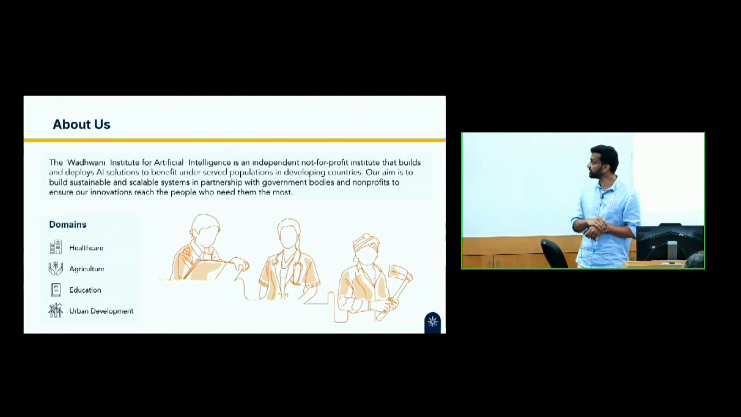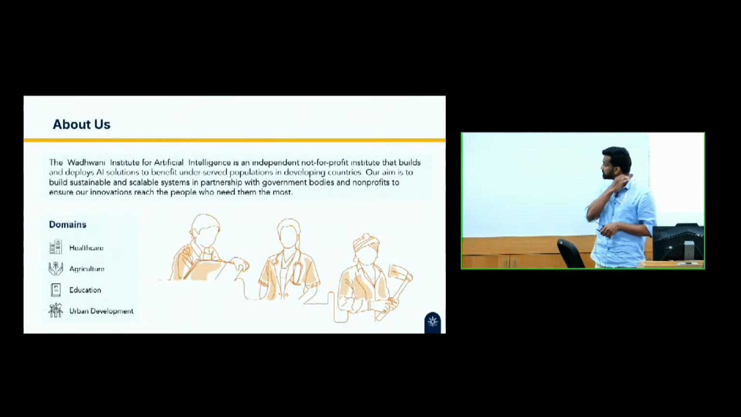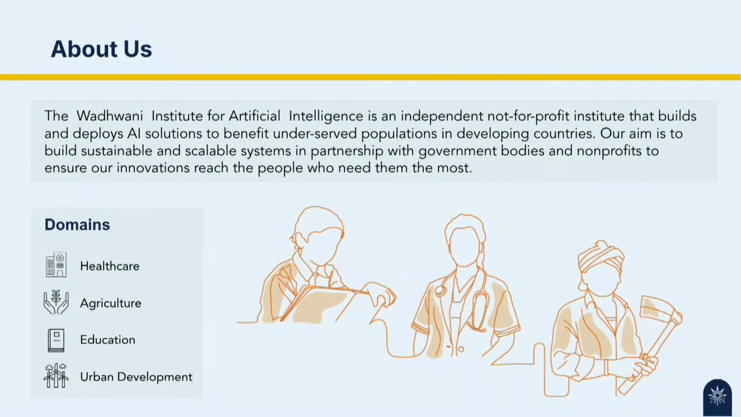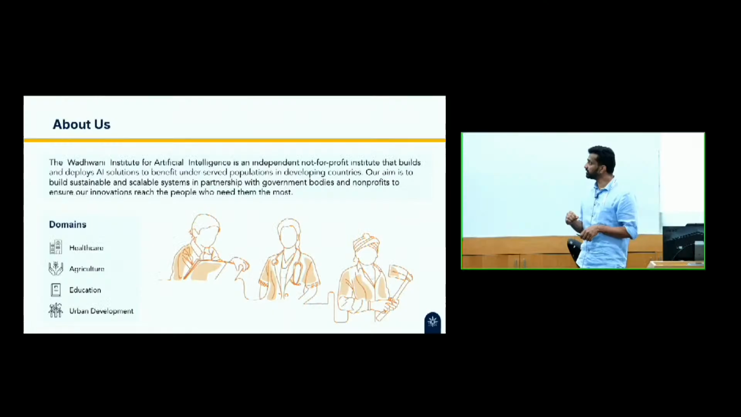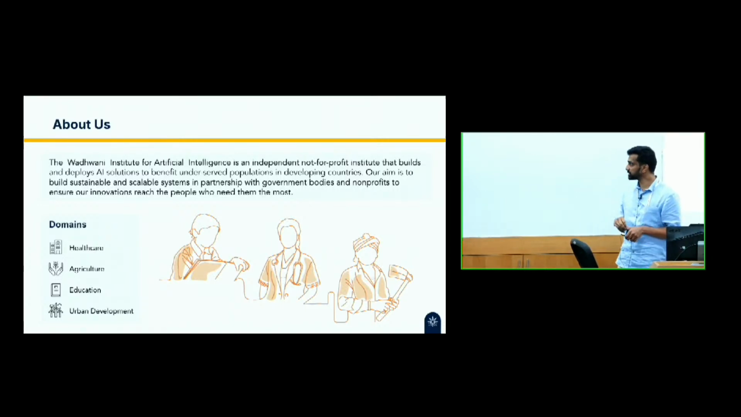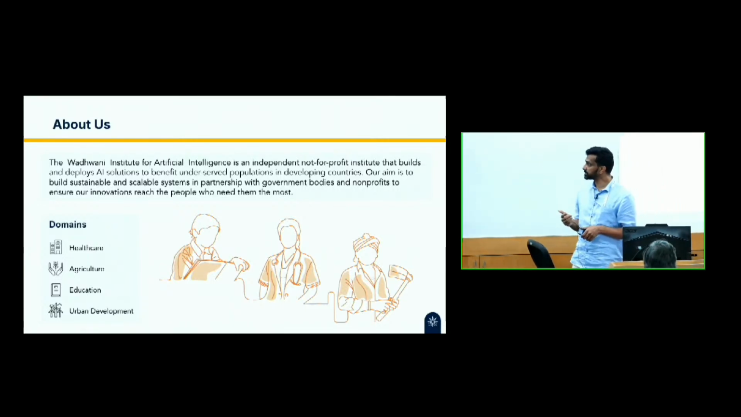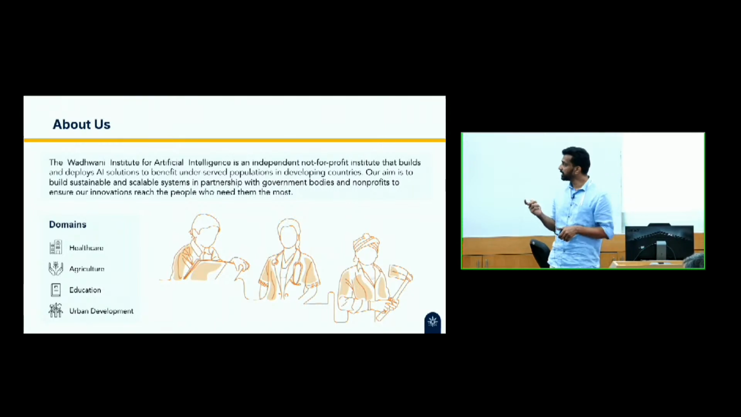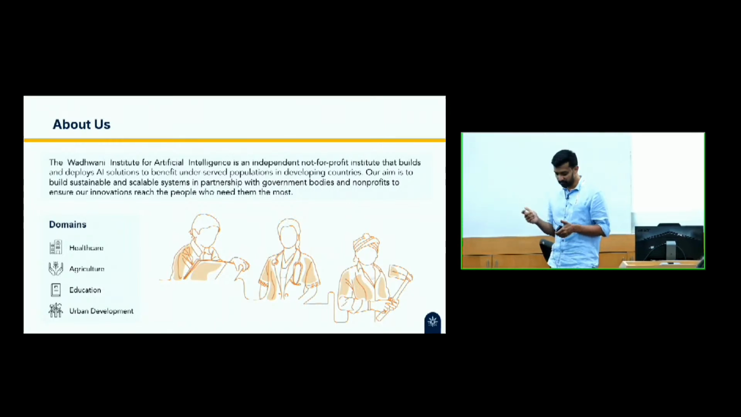By development sector, we mean developing AI-based solutions for the social good. Our stakeholders and partners are mostly from the government sector, and we also work with other NGOs in this space. We ensure that our innovations reach the people who need them the most. We work in domains such as public health, agriculture, education, and urban development.